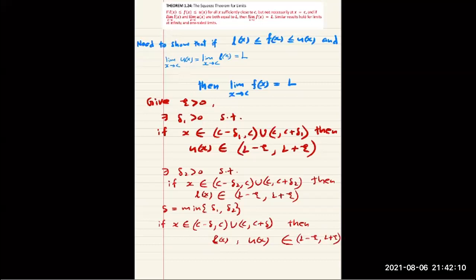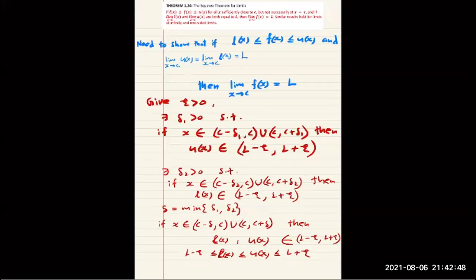Okay, that means L of x, I know that L of x is less than or equal to u of x. It's given in the problem. See, L of x is less than or equal to u of x. This is greater than or equal to L minus epsilon. This is less than or equal to L plus epsilon, because both L of x and u of x are between L minus epsilon and L plus epsilon. Okay, so I put this order as well because I know that my L of x is less than or equal to u of x.